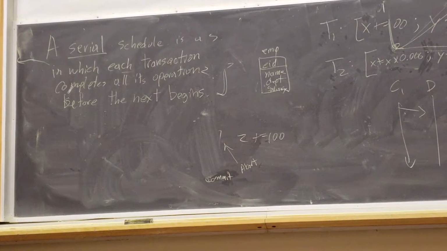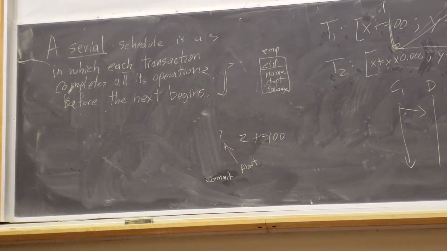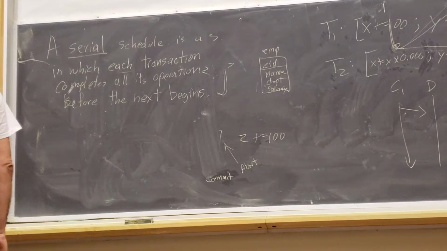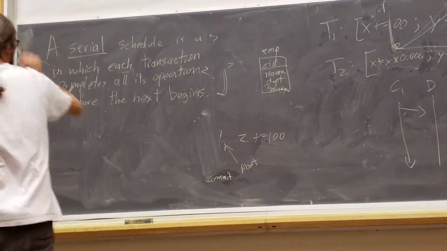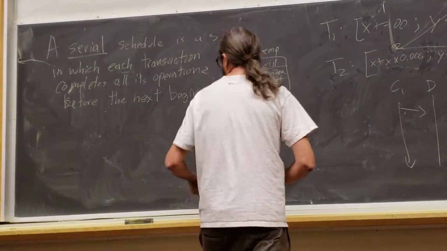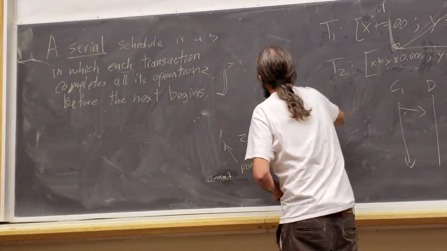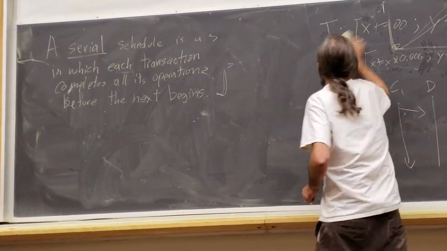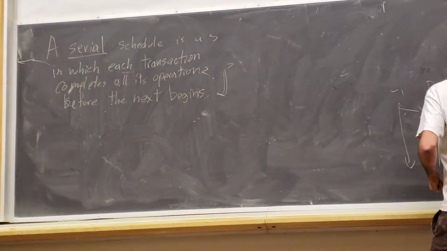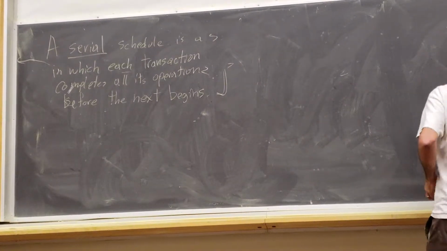Okay. Schedules are orders of operations. Two schedules are equivalent if they leave the database in the same final state, and we have a cheap way of checking conservatively if that's true. A serial schedule is one in which each transaction completes before the next one begins. That's what we want. So there's only one thing left to say, and it kind of says itself, right?